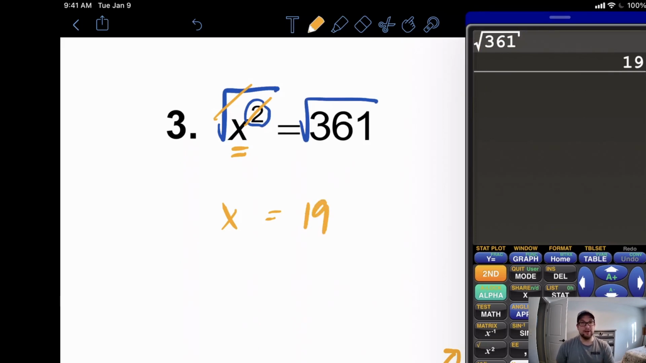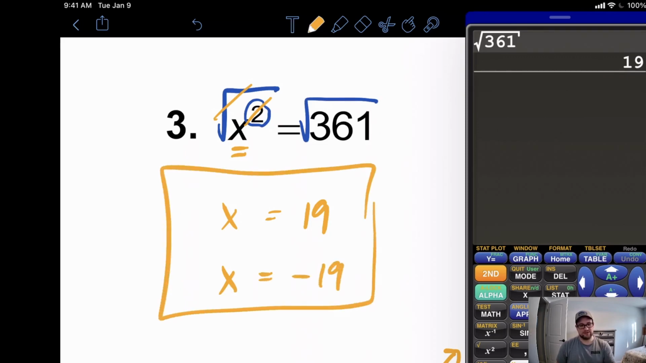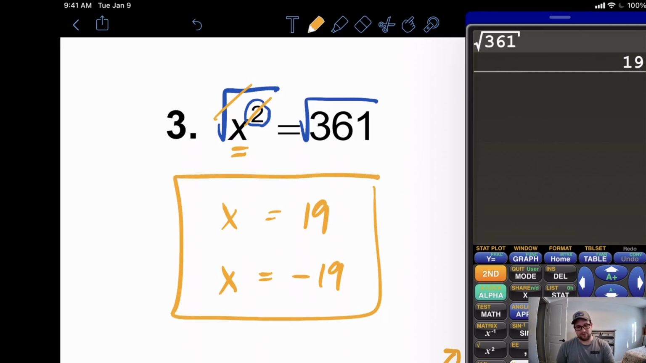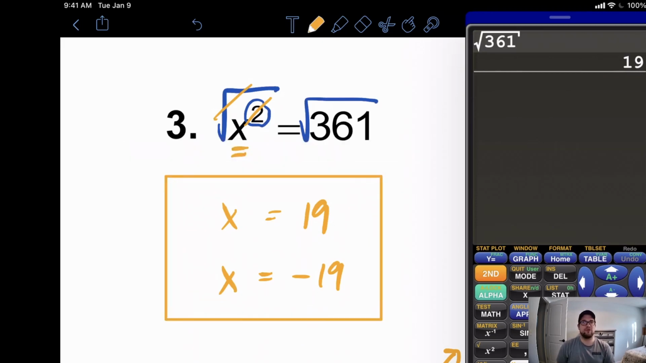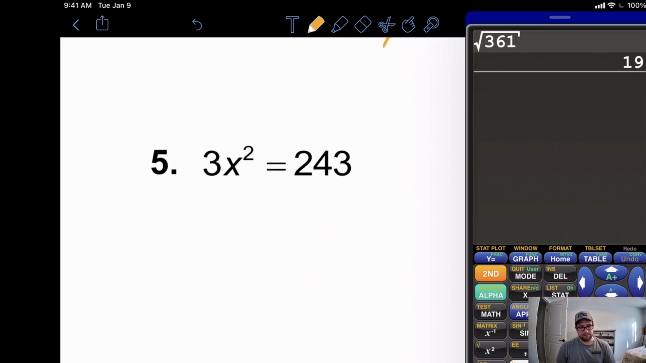And that's good. But we've got to remember there's also a negative. So I should also say x equals negative 19. We need both of those answers if we are going to be correct, right? Remember, there's the positive and the negative version of those numbers. Let's look at problem number 5.